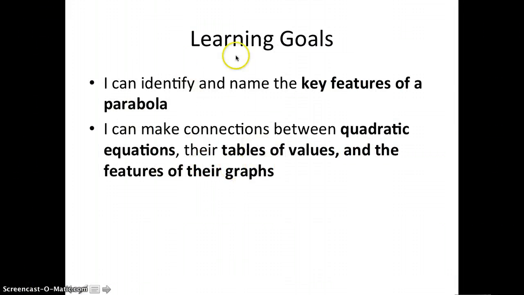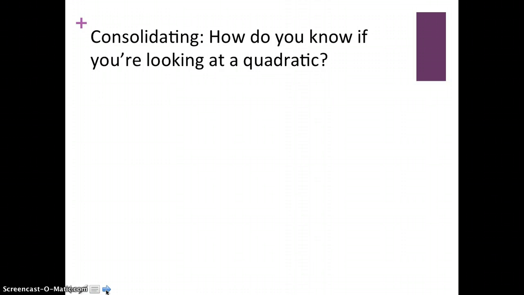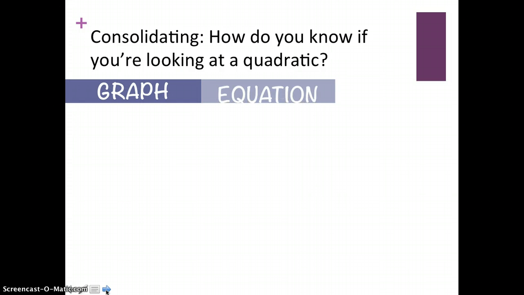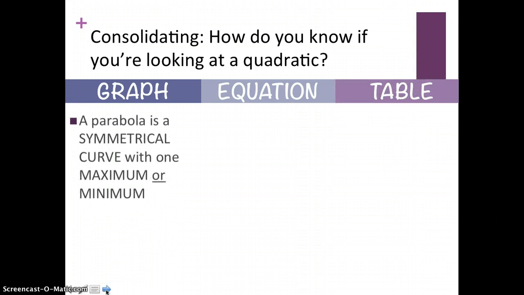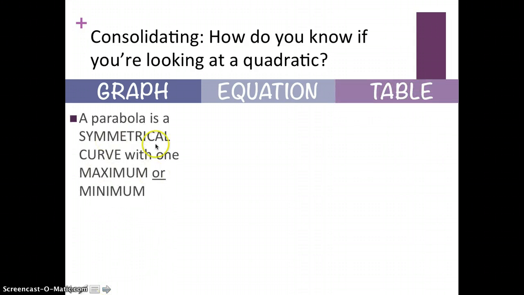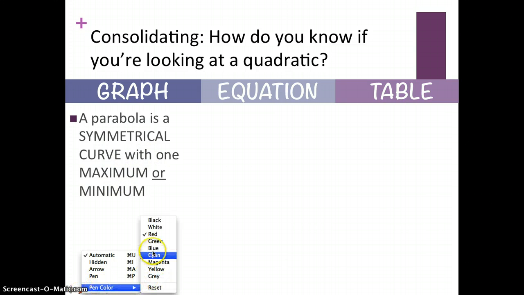Okay, so let's talk about how it is that we know we're looking at a parabola by talking about its key features. So how do you know if you're looking at one? If you're looking at the graph, if you're looking at the equation, or if you're looking at the table? Well, number one, you know you're looking at a parabola on the graph if the curve you're looking at is a symmetrical curve that has one maximum or one minimum.